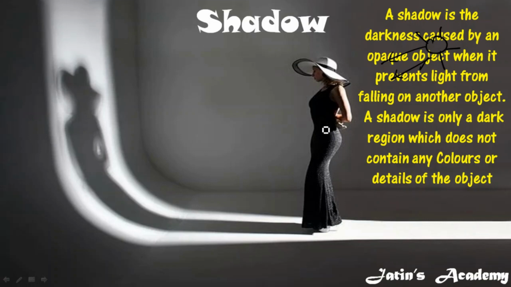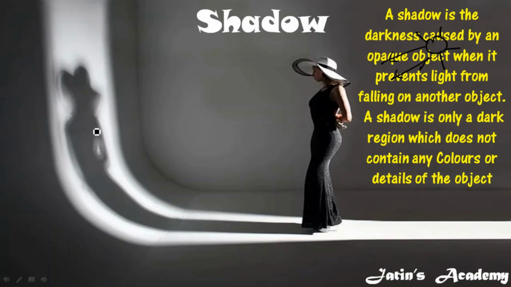So what will this opaque object do? An opaque object will block the light rays. It will not allow the light rays to pass through it. So whenever light rays are blocked by the opaque object, shadows form. And shadows always need a screen in order to form. Clear? The shadow is only the darker region of the opaque object.